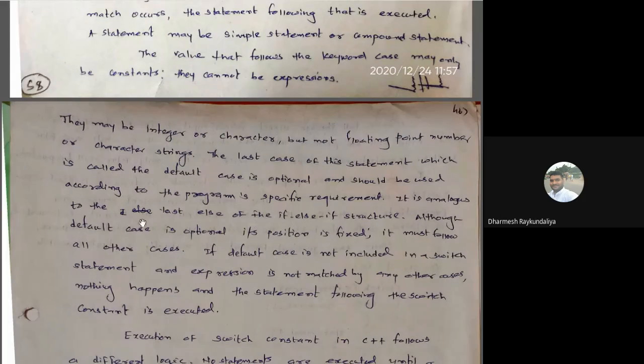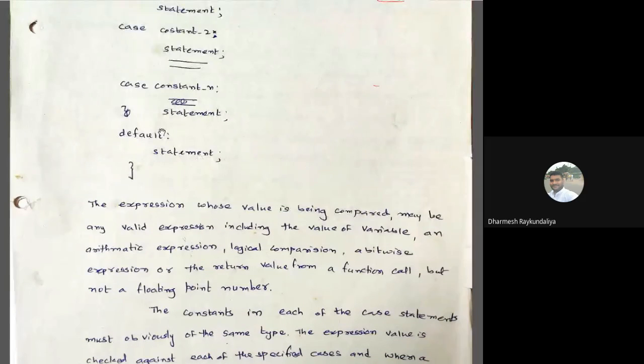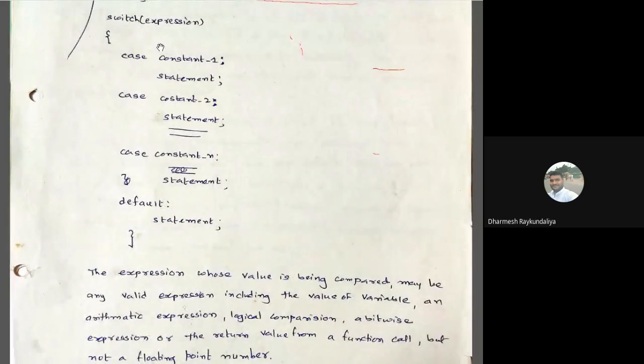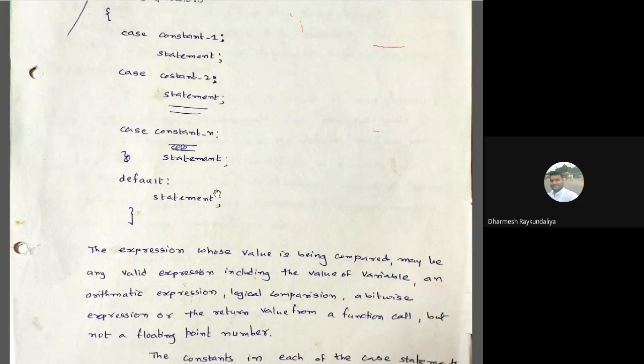It is analogous to the last else of the if-else if structures. Although the default case is optional, its position is fixed. It must follow all other cases. So here default is optional, but its position is fixed. It is always at the last. Always at the last means it follows all possible case constants.